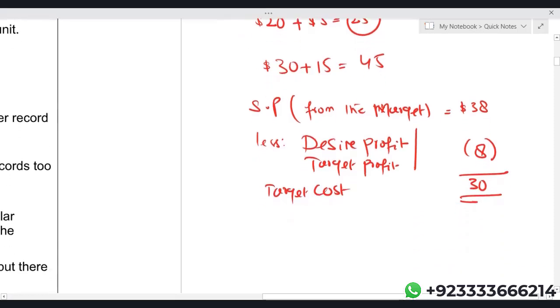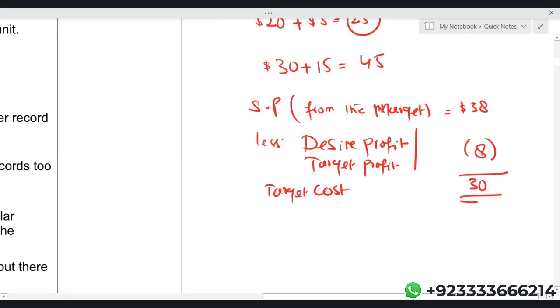So the target cost is $30. How are we deciding the target cost? First, we have taken the selling price from the market, and from that price, we have deducted the desired profit. Obviously, you have to decide what profit you need. It could be a percentage return on sales, or it could be a return on investment. Let's say you have decided, I'm assuming it is 8.